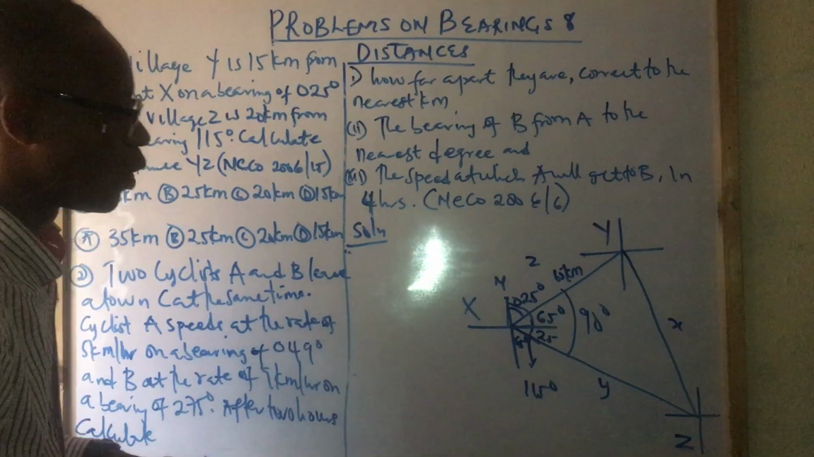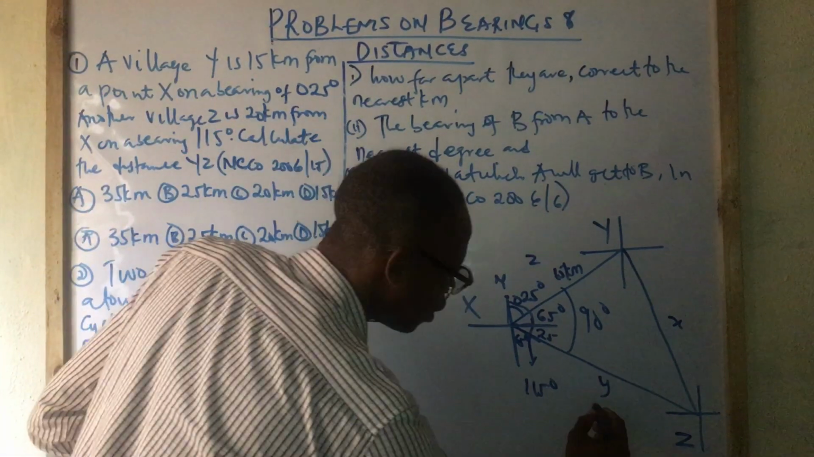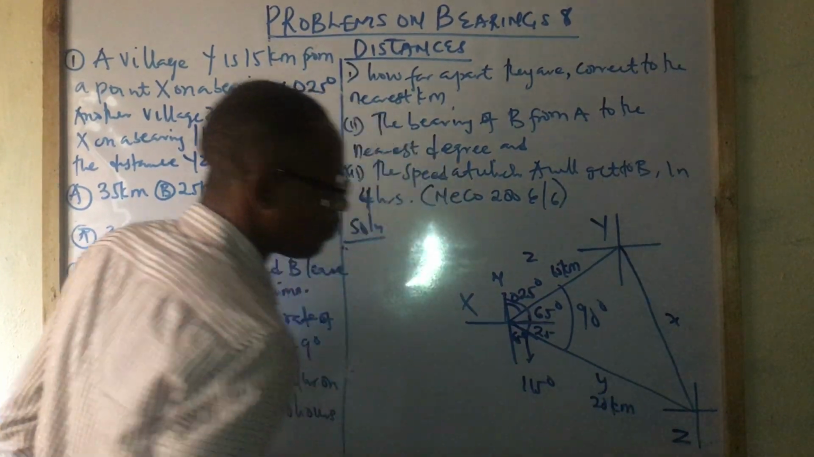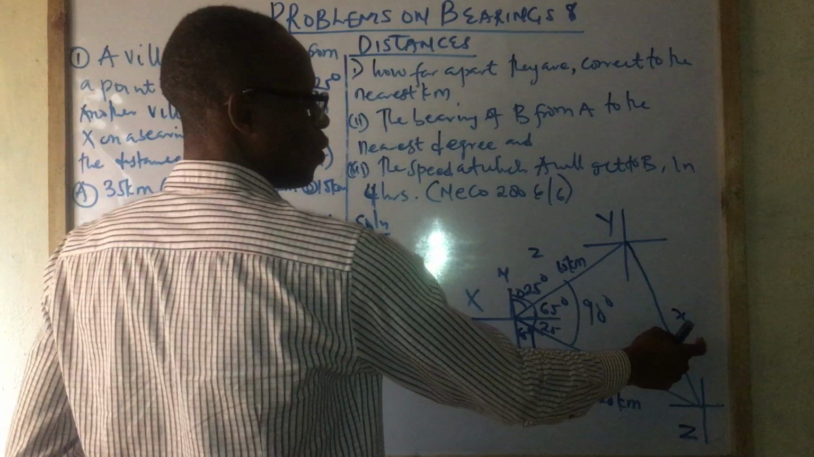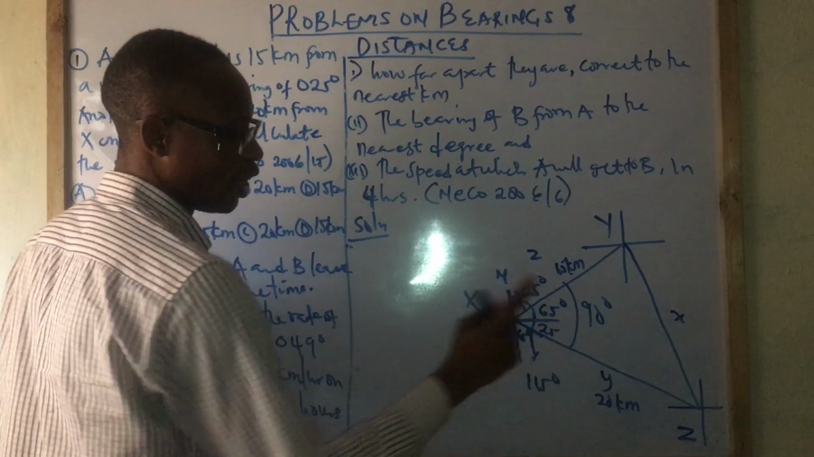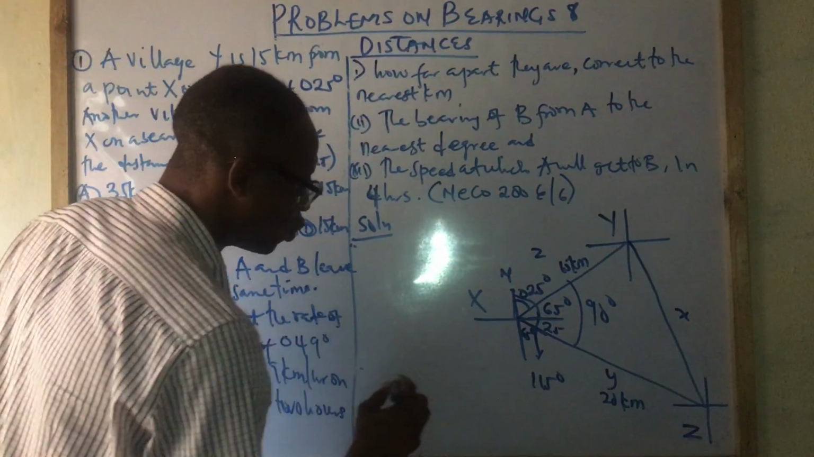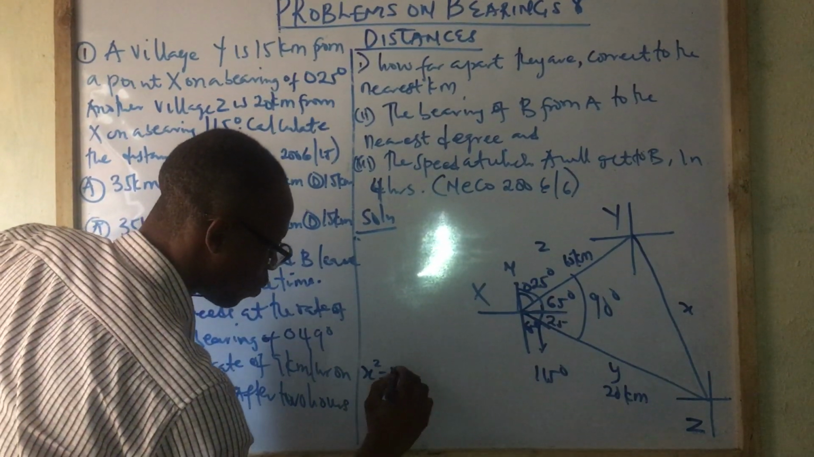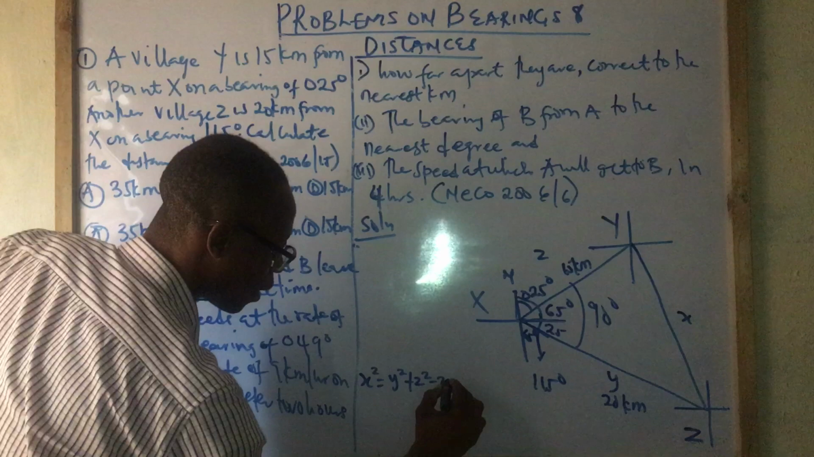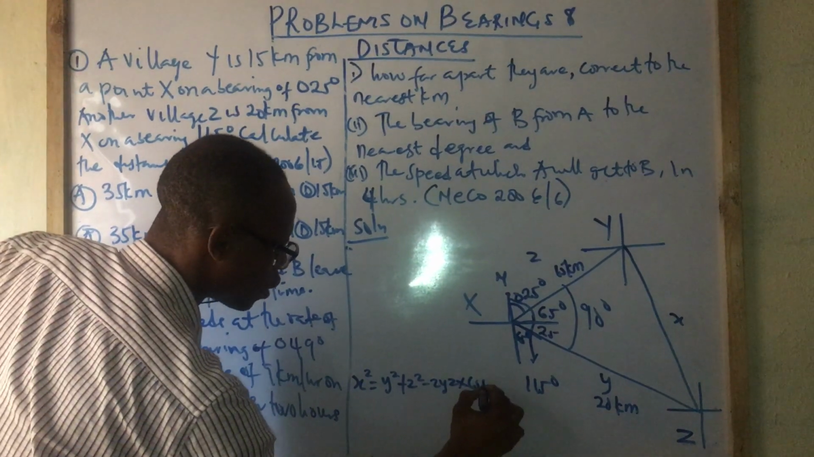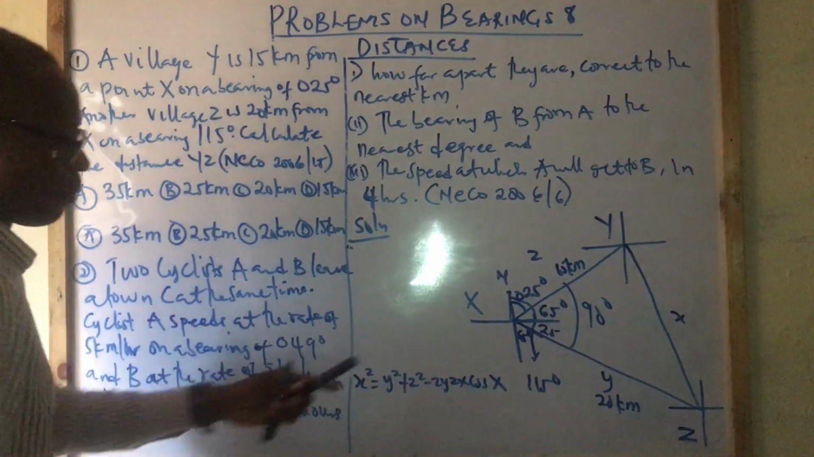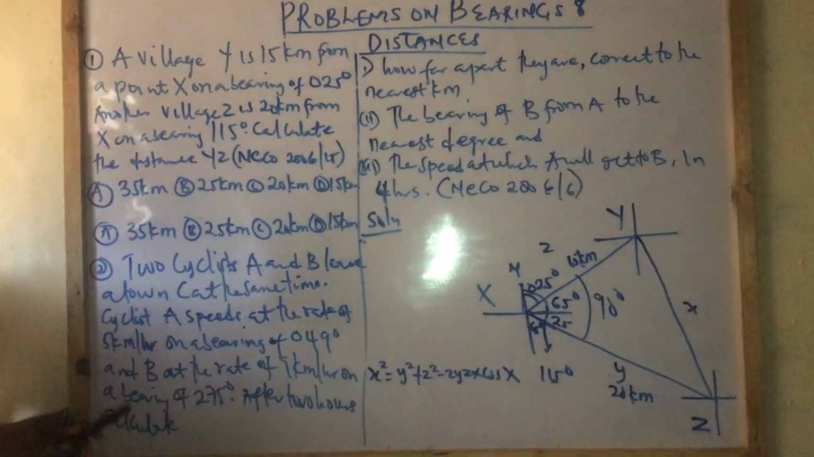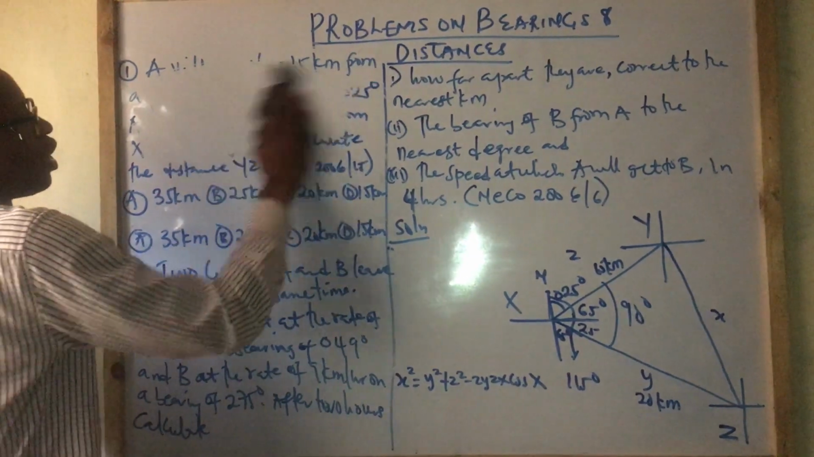In this case, since we are given two distances, this is 20 kilometers from the question, we are looking for one side, and we are given just a single angle. We will simply use the cosine rule. The cosine rule means x squared equals y squared plus z squared minus 2yz times cos X.